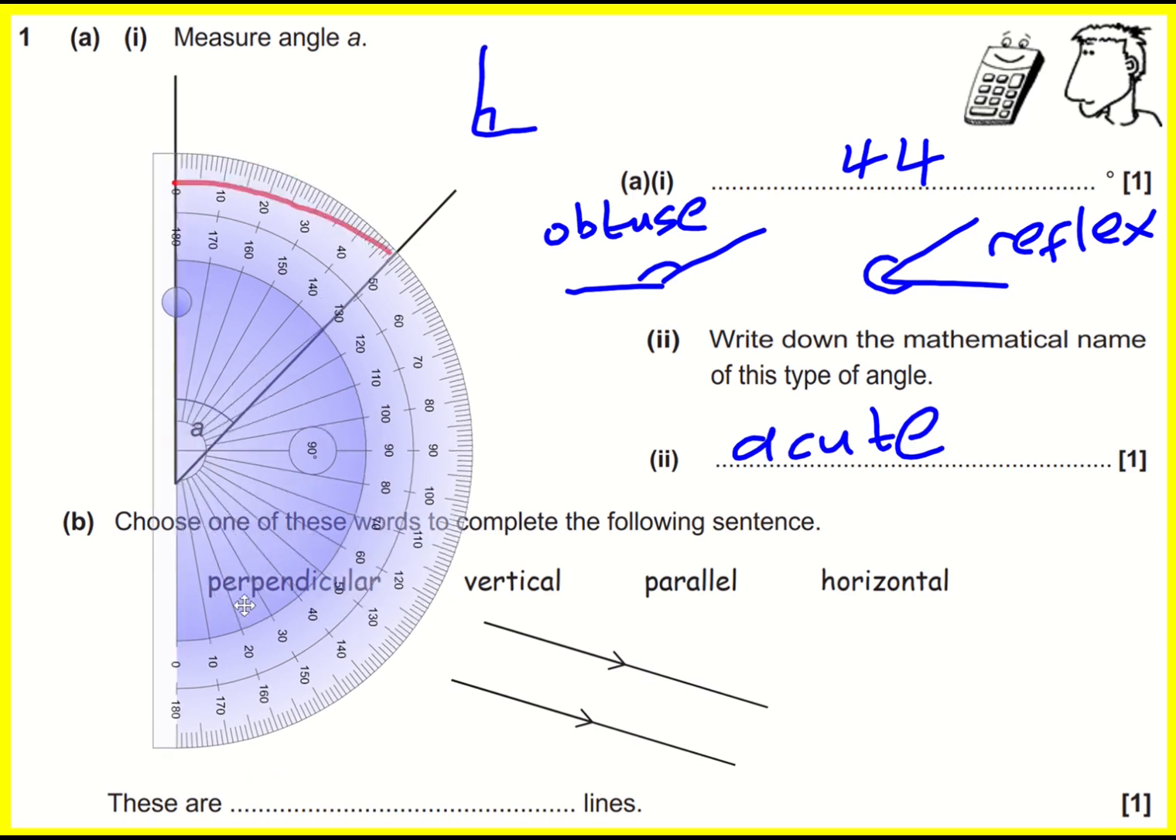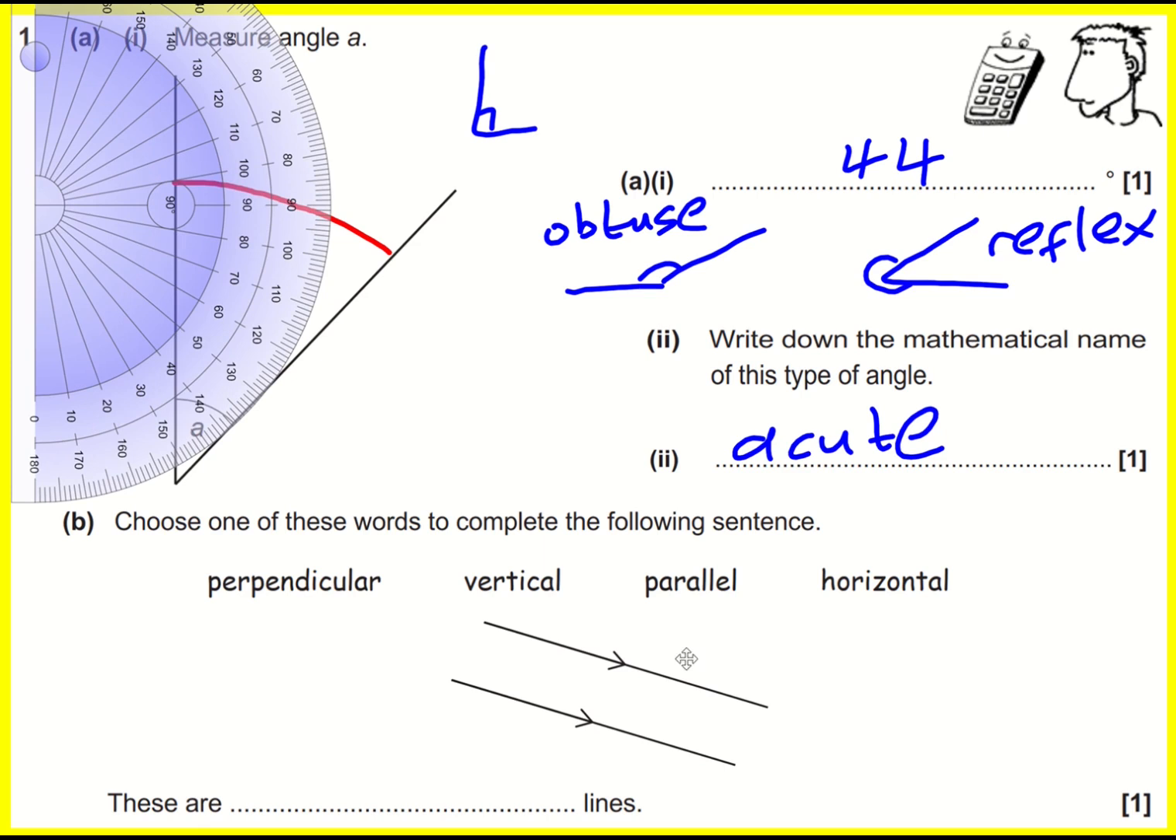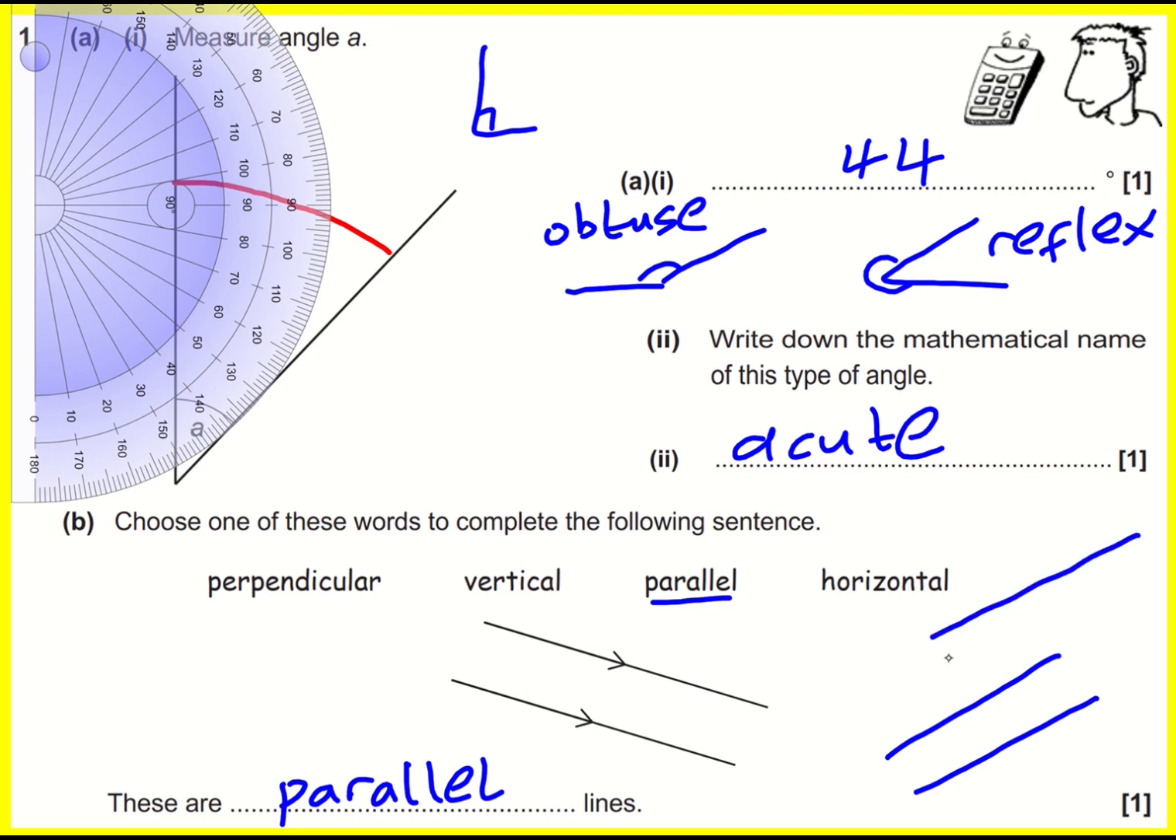Finally, we're asked to choose one of these words to complete the following sentence. These are something lines. And the key word is parallel. So parallel is when you have lines a bit like a train track. They just carry on in the same direction and they never meet. Whereas these ones here look like they're parallel, but actually eventually they're going to meet.